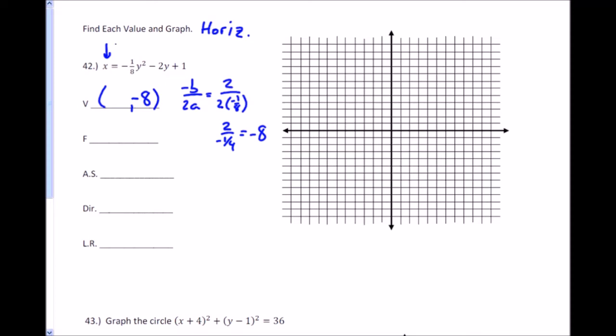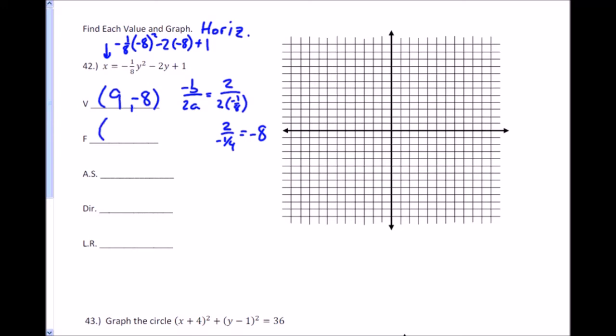And so now I have to plug in the negative 8 for y to see what my x value is going to be. Almost forgot my square. So when I do that, I get 64 times a negative 1/8, which is a negative 8, and then plus 16, and then plus 1, which gives me a 9. All right, so my vertex is (9, negative 8).